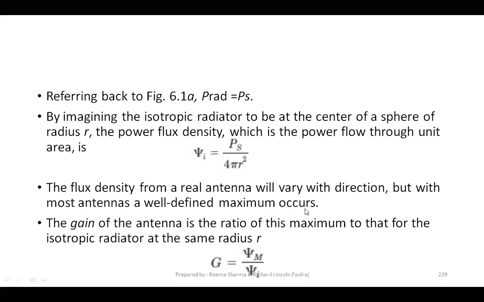But with most antennas, a well-defined maximum occurs. So we know which is going to be maximum and which is going to be minimum, based on how we have placed it. The gain of the antenna is the ratio of the maximum to that for the isotropic radiator. So the maximum flux that it can actually generate, to the isotropic flux that is actually practical. So this is our theory part, your psi m is your theory part, and your psi i is your practical value.